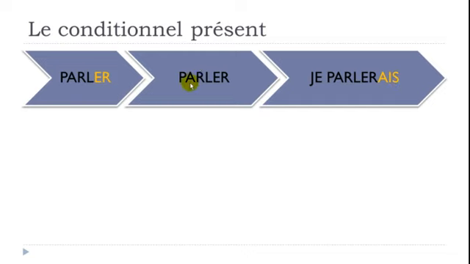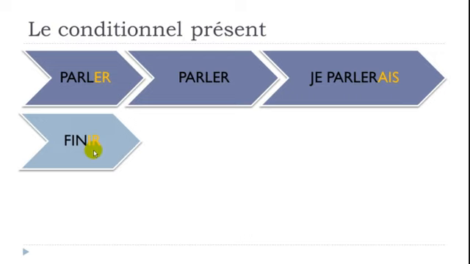The basic form goes there, and right after you just add the ending AIS, and you get je parlerai, all right? So it's quite simple. Second group, so verbs ending with ER.